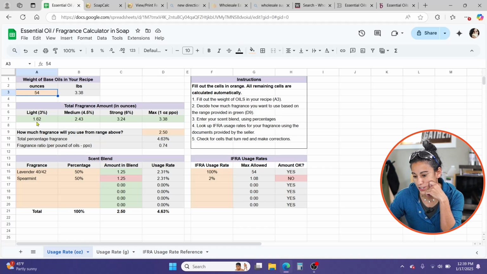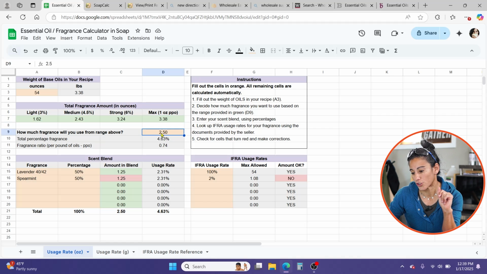So the first part of this spreadsheet has to do with how much total fragrance and total essential oil you're going to use. And that's part 1 of 2 parts, because once you figure out the total, then you can figure out what the usage rate is per essential oil or per fragrance. And that's what the second part of this spreadsheet is right here. So 54 ounces, and then this is the light, medium, strong, and the max.